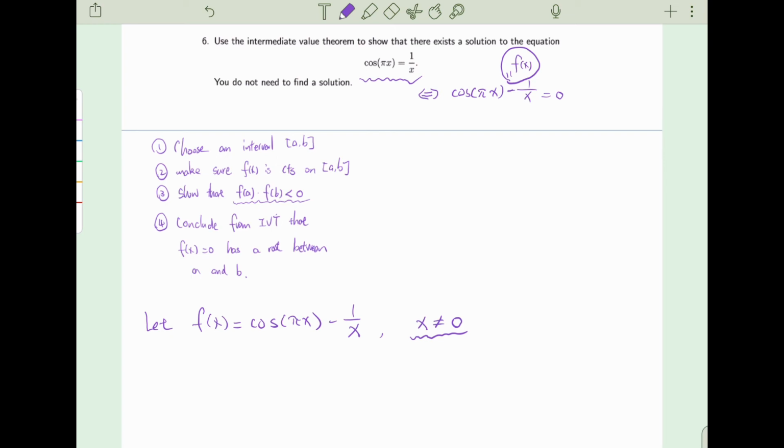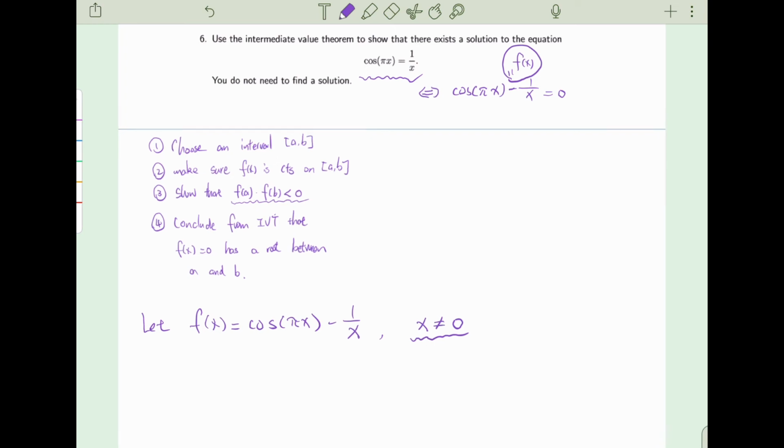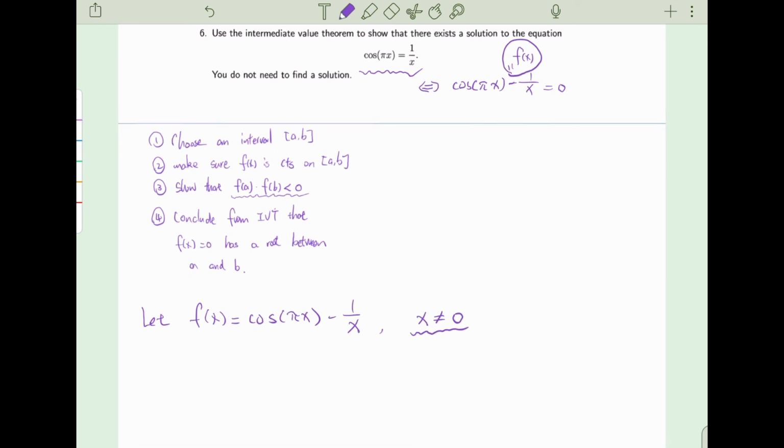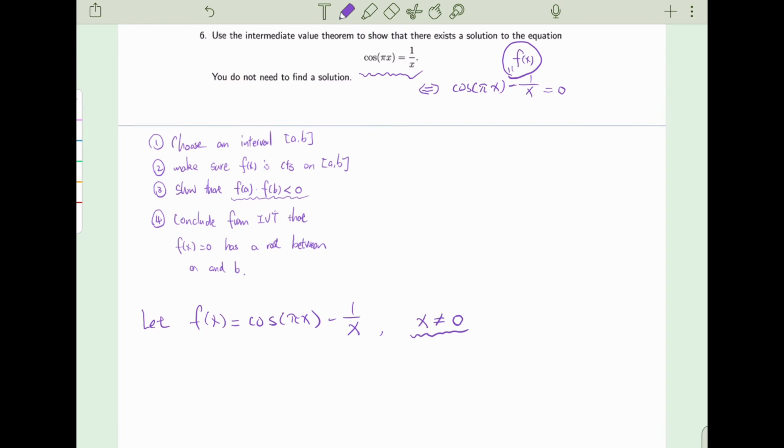It's the trig function minus the reciprocal function or rational function. Right? So we know that f of x is continuous whenever x is not equal to 0. Now, how can I choose the interval? So I will need to choose 2 points where the function evaluated at these points has different sign. So maybe try f of 1 first.